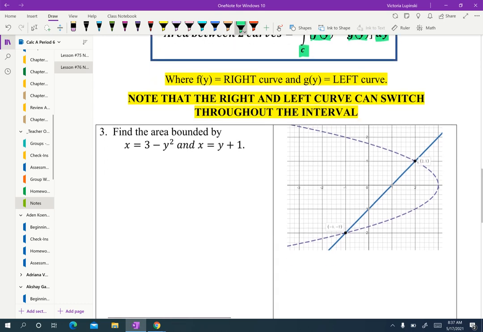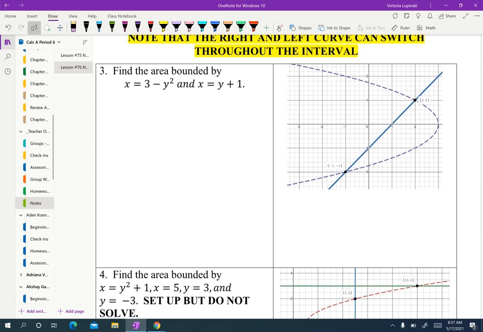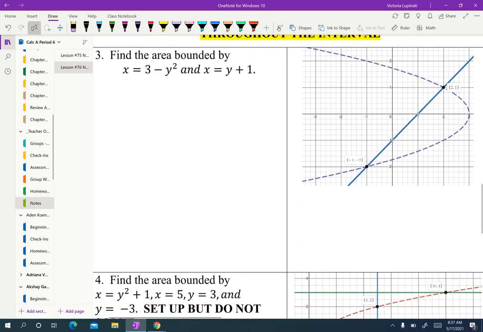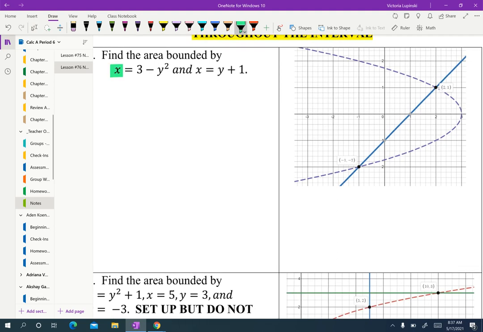So let's take a look at a few more of these. Here in number 3, notice that the problems are already x equals for you. So sometimes you're going to have to solve yourself, and sometimes it will be given to you. So notice that in this case, x equals y plus 1 is still just a line. Where x equals 3 minus y squared, that's a quadratic. Notice that it faces to the right because a positive y squared would face to the right, a negative y squared would face to the left, just like a positive x squared faces up, where a negative one faces down.